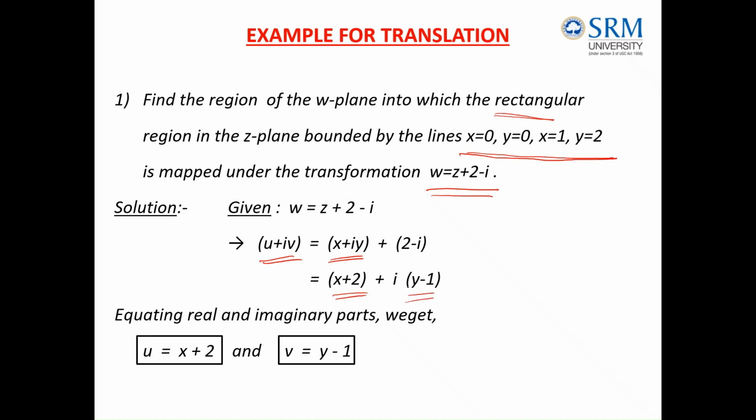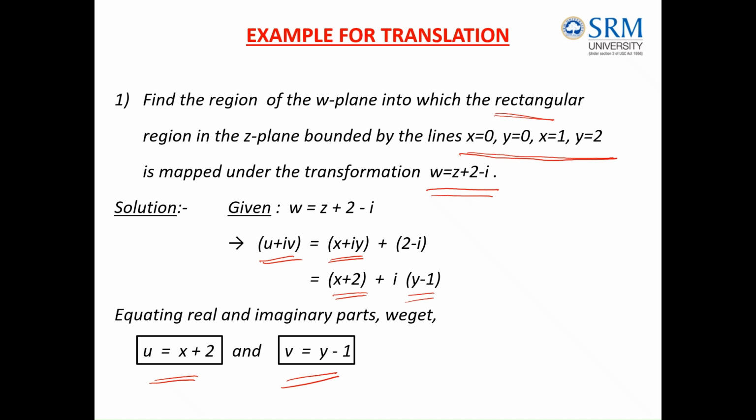So you will get the real part u is equal to x plus 2 and the imaginary part v equal to y minus 1. Then after getting this, we need to substitute the edges of the rectangular region in this equation, and we need to find what is u and v.